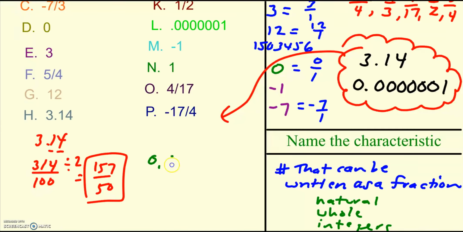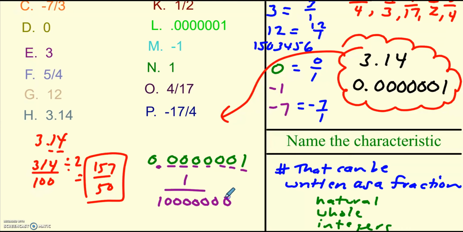Also, 0.0000001, with six zeros and a 1, can be written as a fraction because, again, think about placeholders. Behind the decimal point, we have 1, 2, 3, 4, 5, 6, 7 placeholders. So this could be rewritten as 1 over 1 followed by seven zeros, which would really be 1 over 10 million. So this can be written as a fraction fairly quickly, so I know it is also rational.